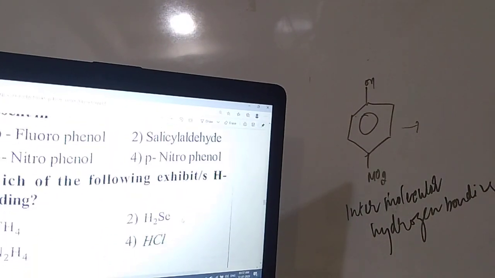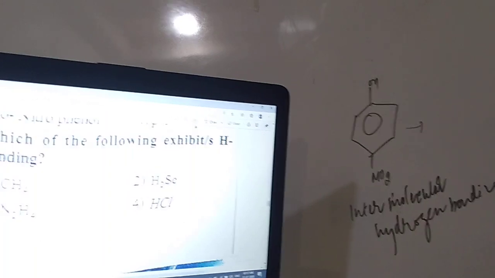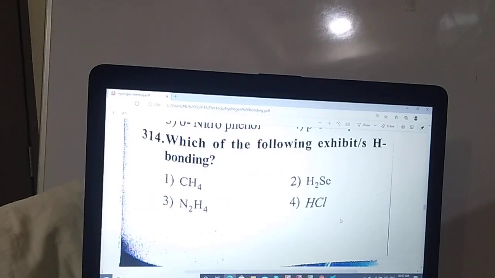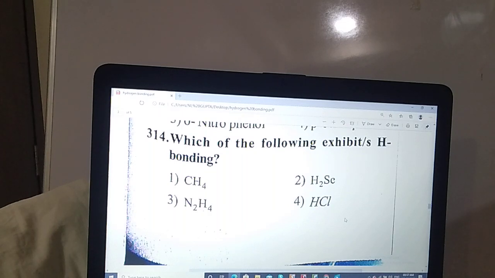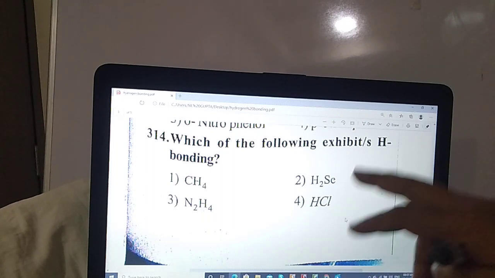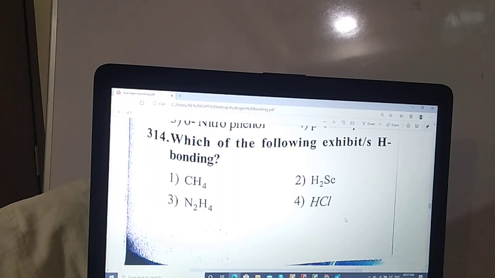Now let us move to 314. Which of the following exhibit hydrogen bonding? CH4, no. N2H4, we have to check. H2Se, no, and the fourth option HCl. So for 314, with N2H4, which is the most electronegative atom? I told you nitrogen, oxygen and fluorine.